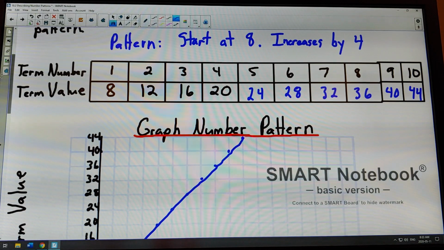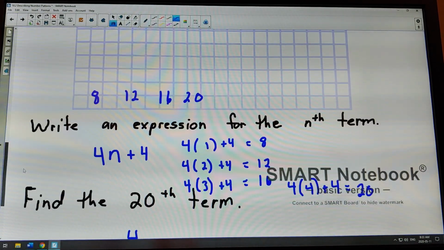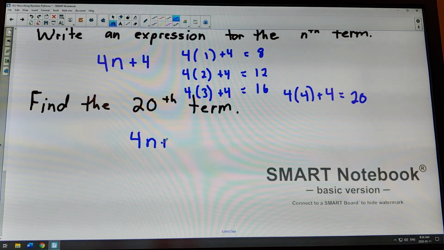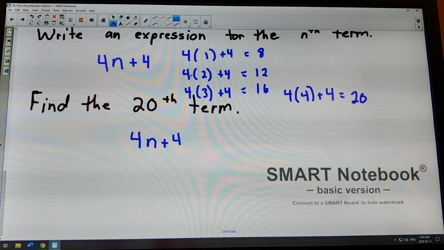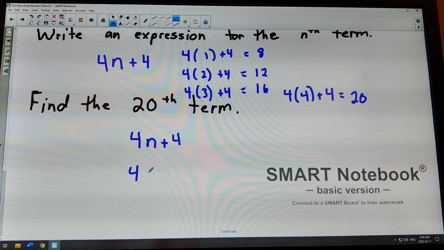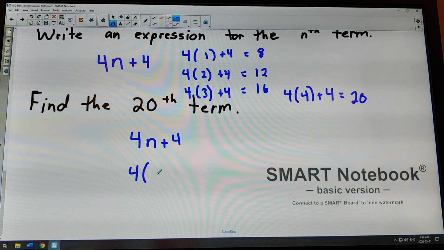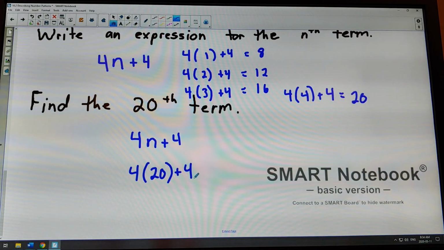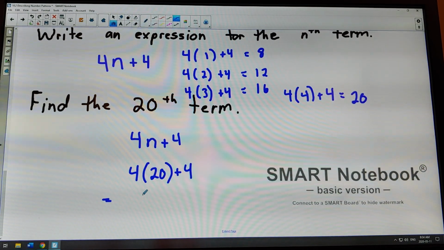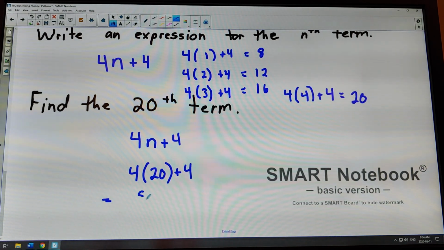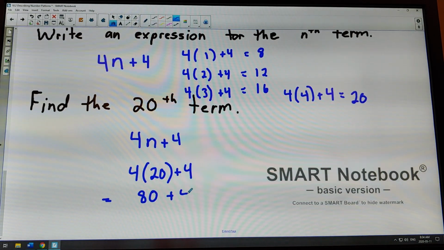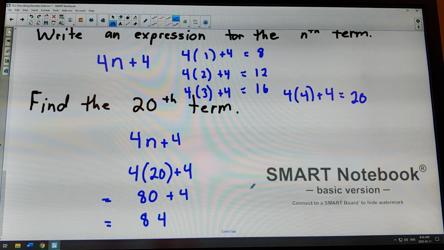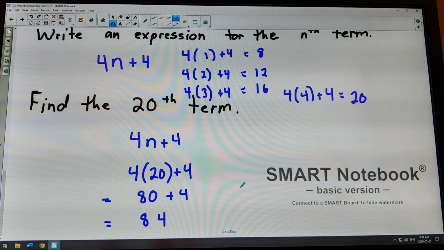Okay, what's the 20th term number? What's the value of that 20th term number? So we know that our nth term is 4n plus 4. So all we'll do is like what we did here. We replace n with the term number, because that's what n stands for, term number, right there, plus 4. 20 times 4 would be 80, plus 4 would then be 84. Okay? And you can find any term number by doing that.